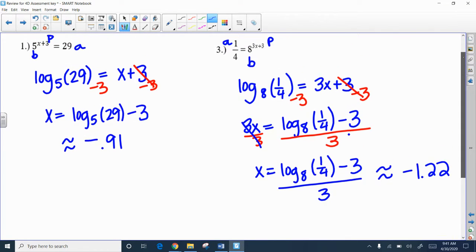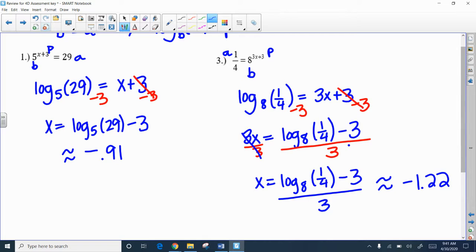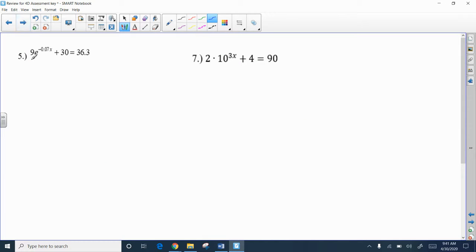All right, next problem is number 5. This is also exponential, just in this case, the base is e, and the negative 0.07x is the p. So this one we do have to do step 1. So in step 1, we're trying to isolate the base and the power. So to do that, I'm going to have to do a couple steps. I'm trying to get this part by itself. So the first thing I'm going to do if I'm trying to isolate is subtract 30.